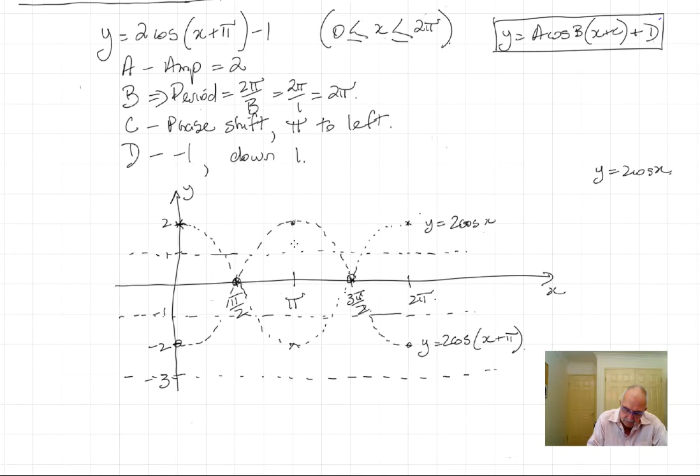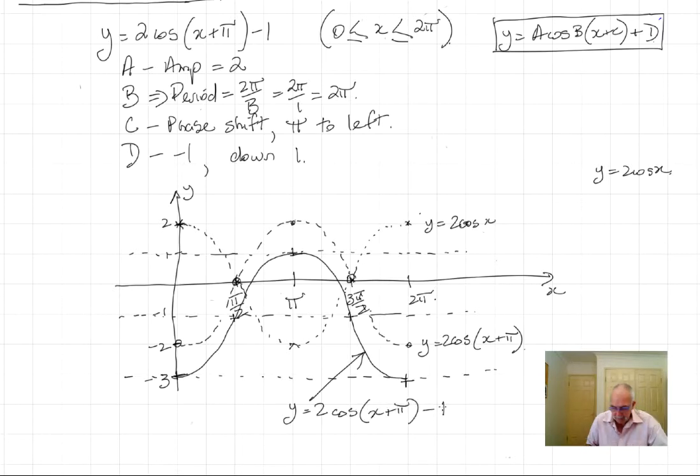So this graph here has got to move down 1 unit every unit. So I'll put it across that way. This one comes down to there. This one comes down to there. So if I draw that one, this is my final graph. And then this one will come down to there. This point will come down to there. And that is the graph of y equals 2 cos(x plus pi) minus 1.